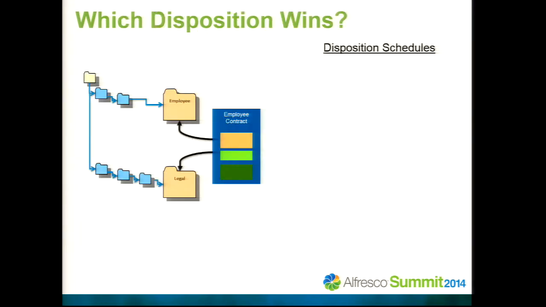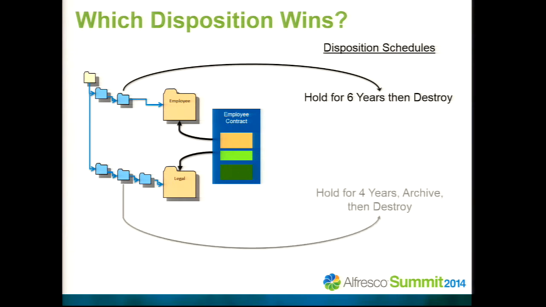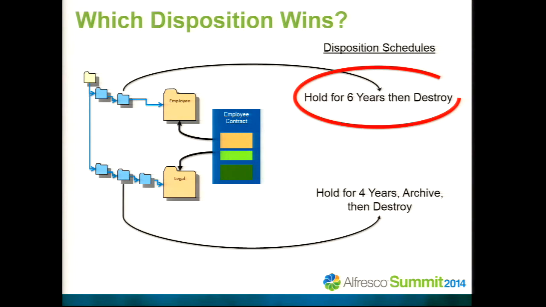So if you have two links inside of the file plan, you might ask, well, if there's two different disposition schedules, how do you handle that? Well, what happens is this. If you have two different disposition schedules, it basically picks the one that is the most restrictive. So it will take the one that has the longest period, or, pardon me, the most restrictive period, to select the disposition schedule that it uses.